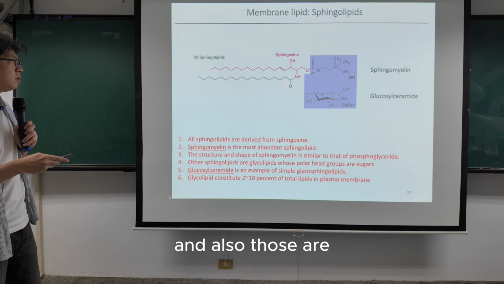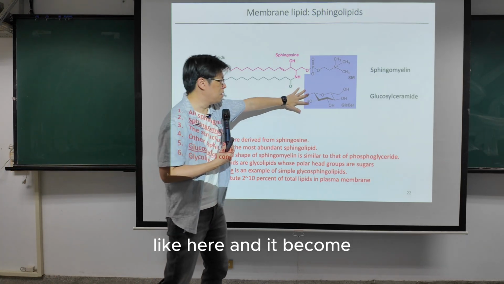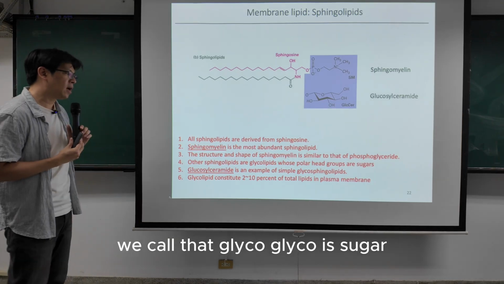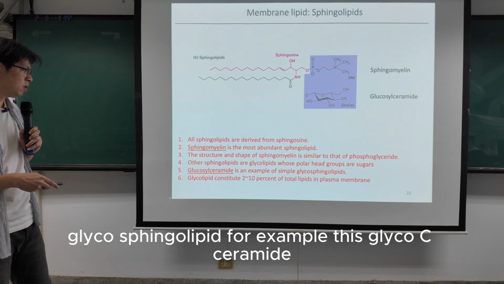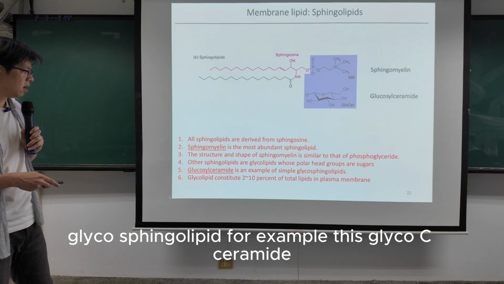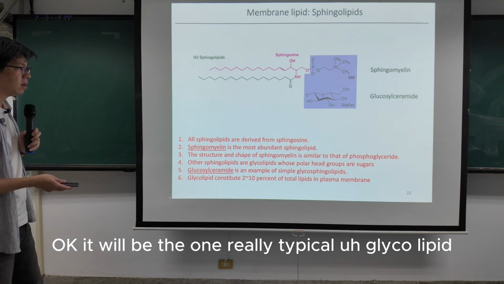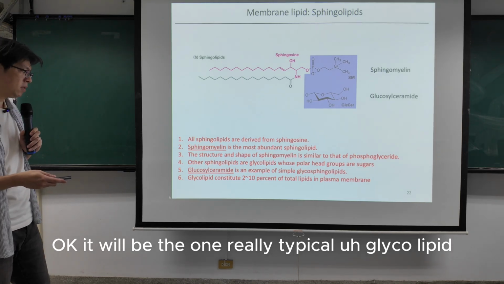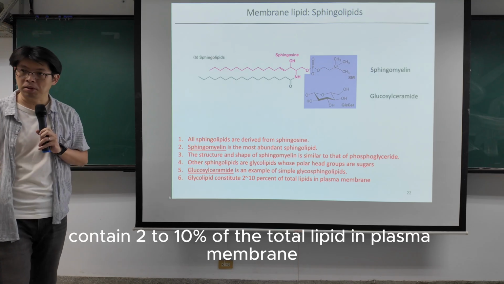Okay? And also, those sphingosines can conjugate with certain sugars, like here. And they become, glyco meaning sugar, glycosphingolipids. For example, this glucosylceramide would be one really typical glycolipid. So glycolipids contain 2 to 10% of the total lipid in the plasma membrane, okay.